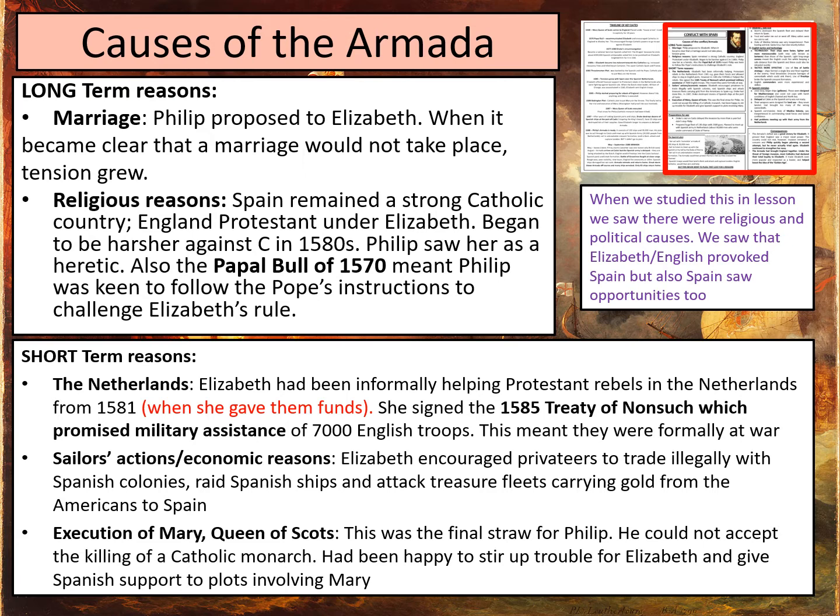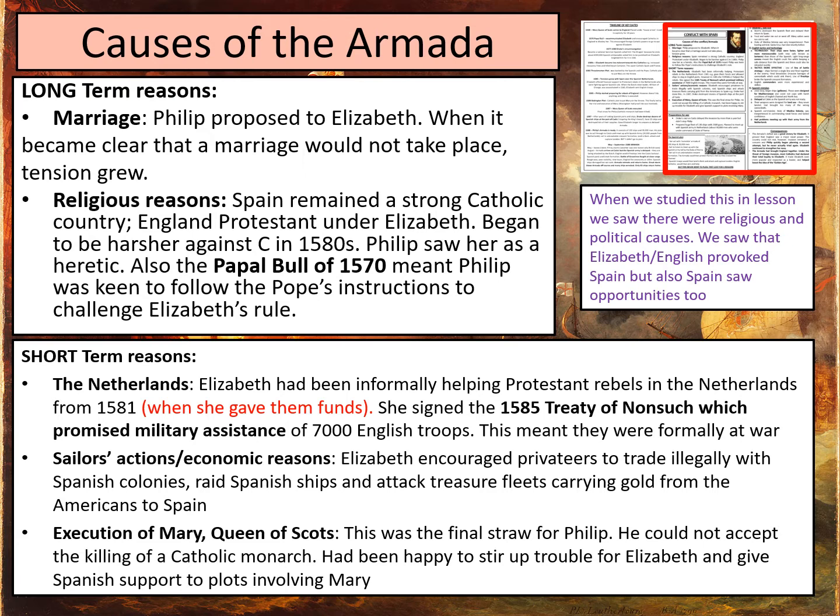There'd been trade wars, for example. But from this point onwards, from 1585, the Armada was pretty much inevitable because Philip could not just ignore this challenge. Linked to what I've just said there, sailors' actions and economic reasons were also another reason for the Armada. Elizabeth had been encouraging privateers, or pirates you might call them, to trade illegally with the Spanish colonies, to raid Spanish ships and to attack treasure fleets carrying gold from the Americas to Spain.